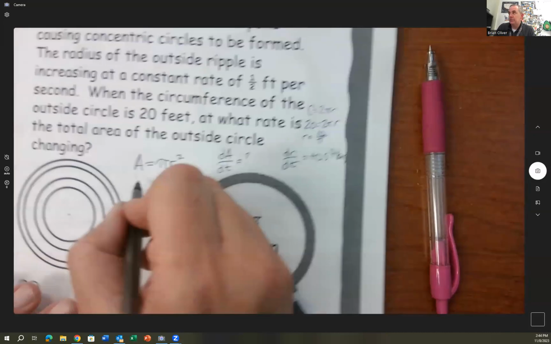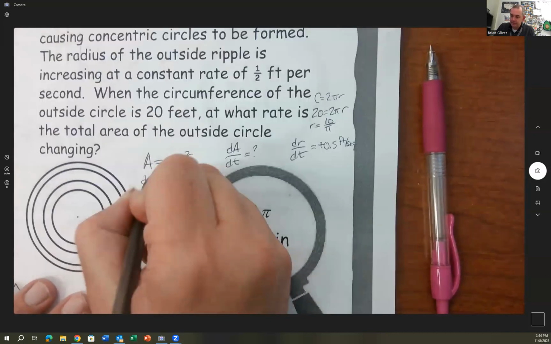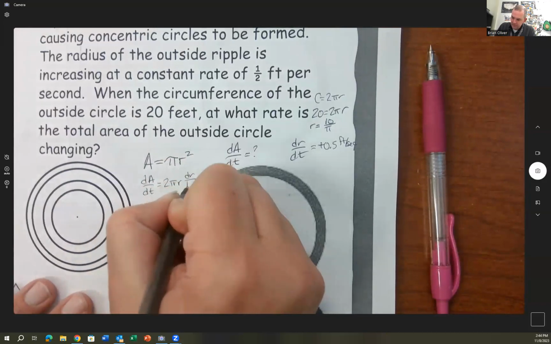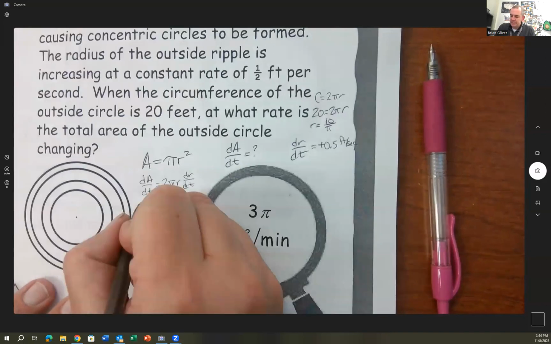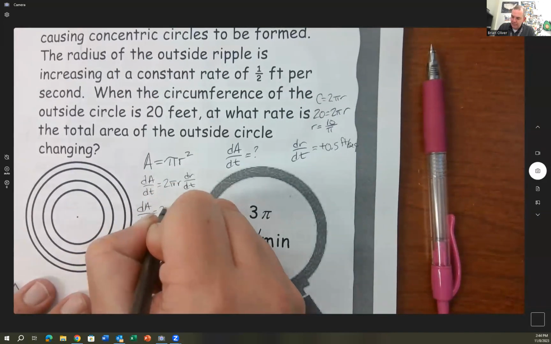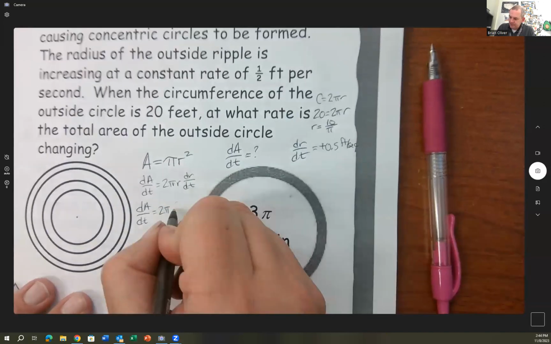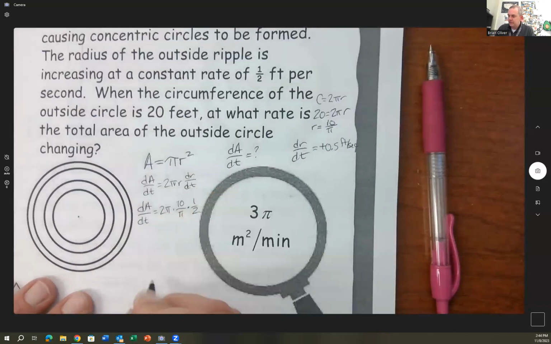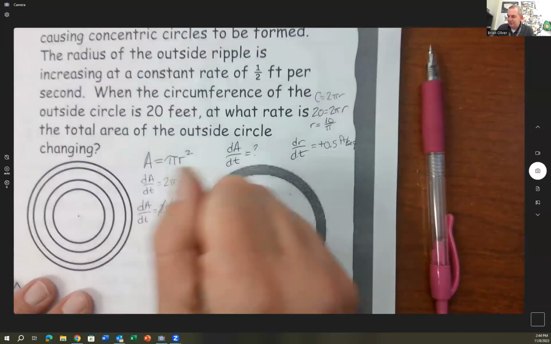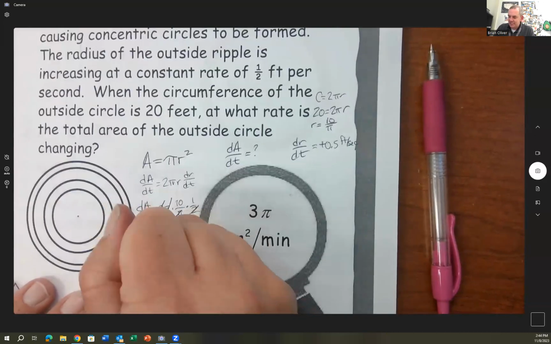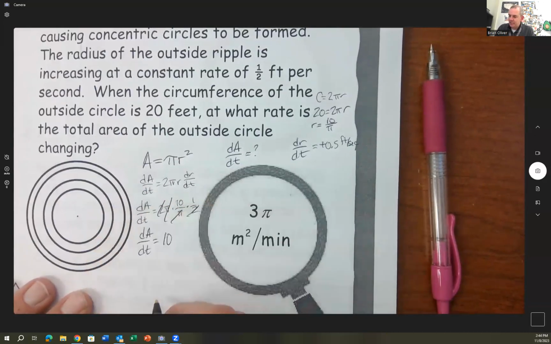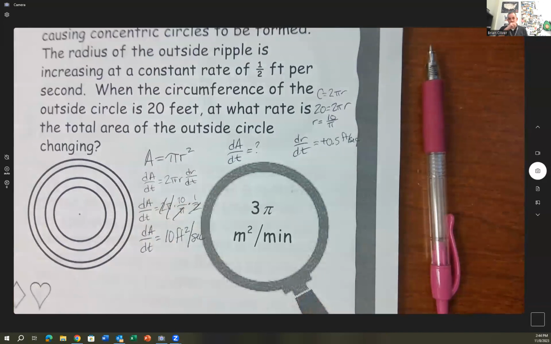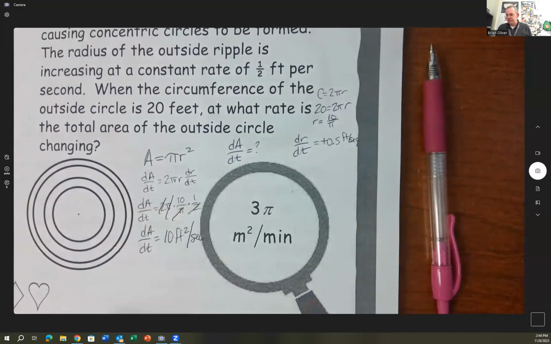So now I'll do it here because it's a shorter one. dA dt equals 2 pi r dr dt. I'm trying to find dA dt, so I'm going to plug in everything. 2 pi, the radius is 10 over pi, dr dt is 1/2. Cancel, cancel, cancel, cancel. So it's going to tell me that dA dt is going to be increasing at 10 square feet per second. So that guy's 10 square feet per second. So that's the answer to number 8.